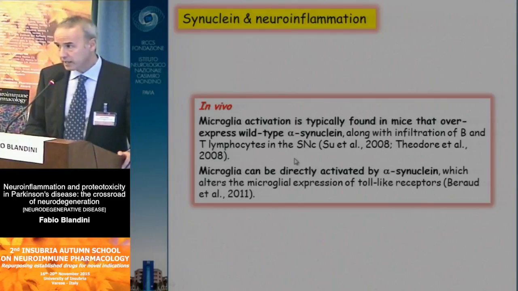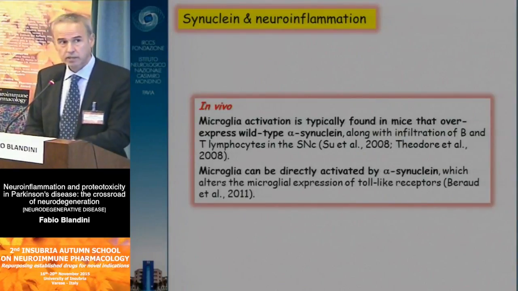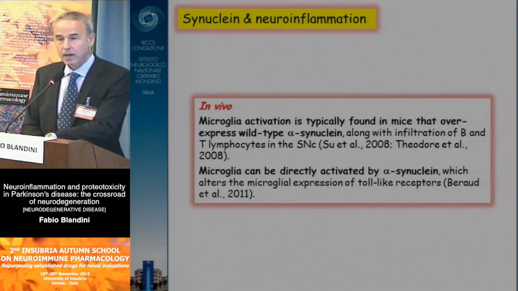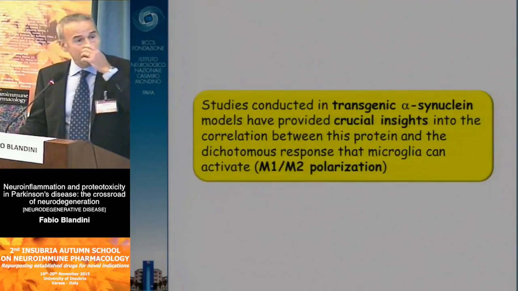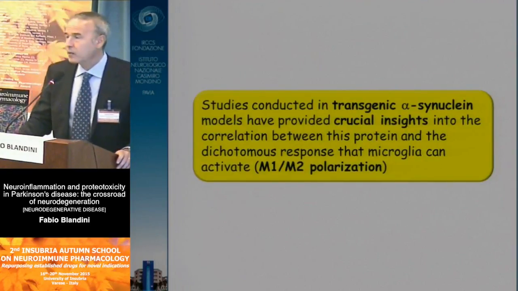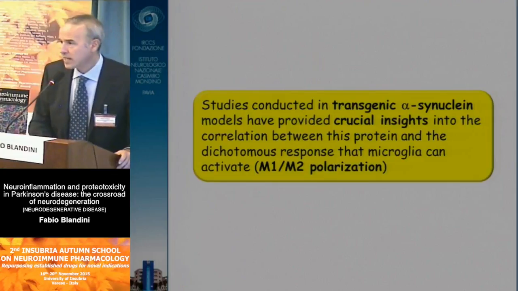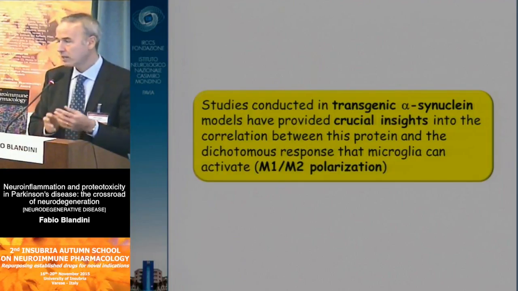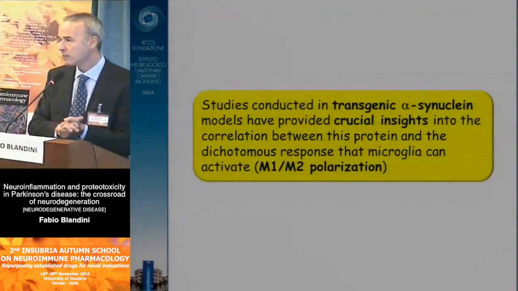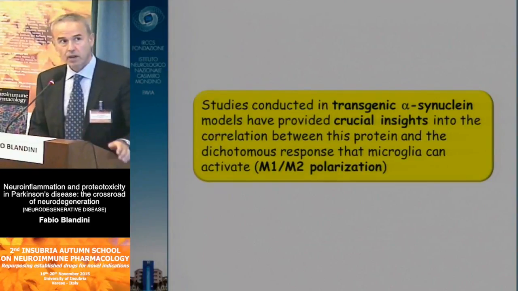Microglia can also be directly activated by alpha-synuclein, which possibly alters the microglial expression of toll-like receptor. So all these things just to say that pathological alpha-synuclein, one way or another, triggers the activation of microglia. One thing that could be important to keep in mind, however, is that microglia, once activated, does not go into just one direction. It can polarize toward a cytotoxic M1 type of activation, or toward an M2 cytoprotective type of activation.